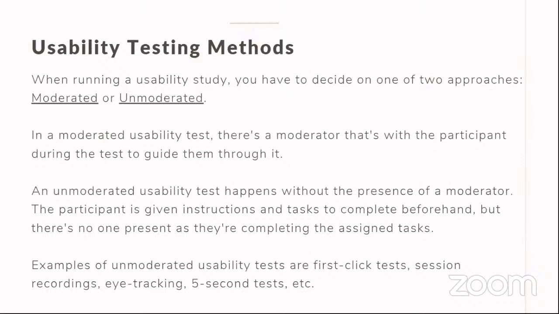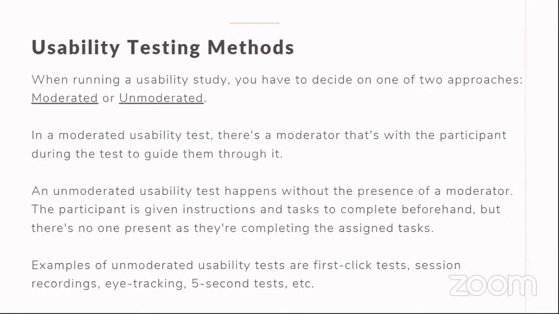So in a moderated usability test, there's a moderator. It's just like the name implies. There's a moderator that guides the participants during the test to guide them through it. The role of this moderator is usually to facilitate the session, they'll instruct the user on the task to complete, and they'll ask follow-up questions and provide relevant guidance. You're not going to tell them how to do it, but you just be there to guide them through it. So that's moderated. Basically, there's someone there telling them what to do, how to do it.